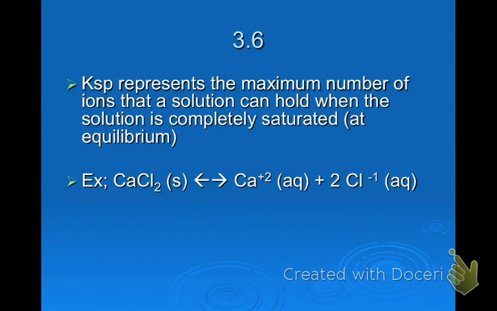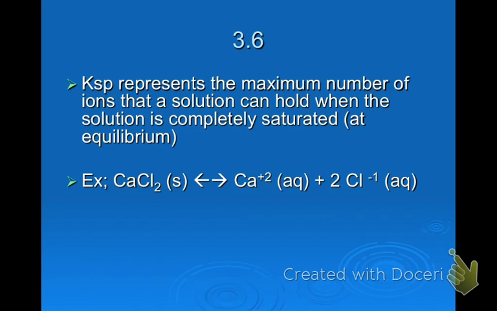Good morning, Advanced Chemistry. Today we're going to pick up on 3.6 Notes Part 2, where we're going to start to use solution equilibrium to describe a new factor called KSP based on our conversation from last week on Friday.